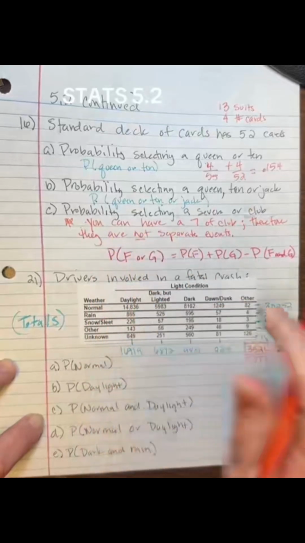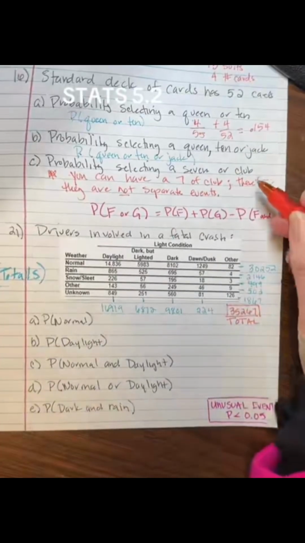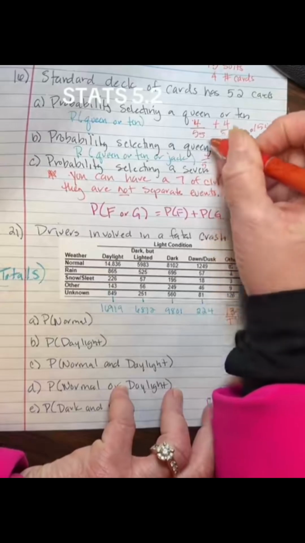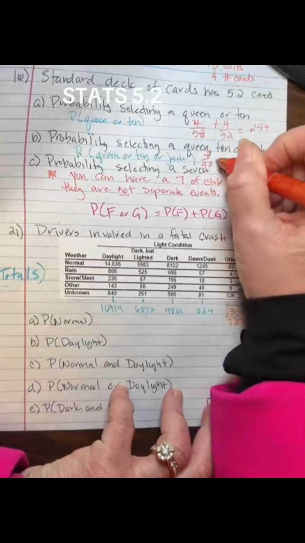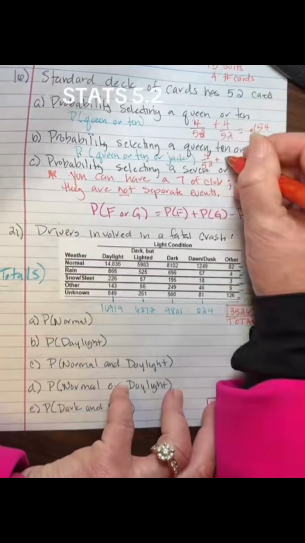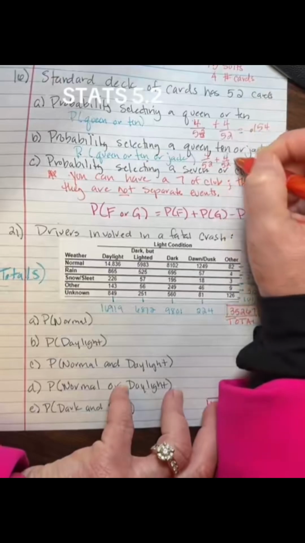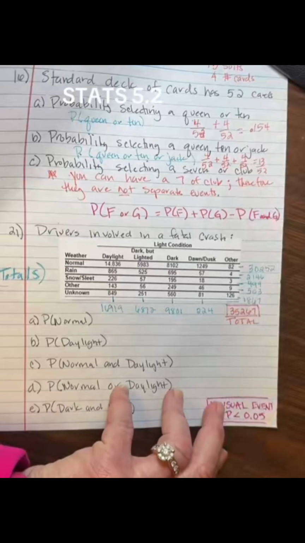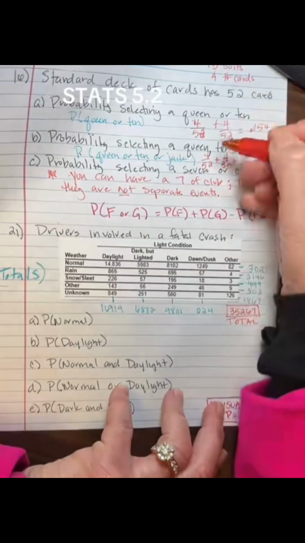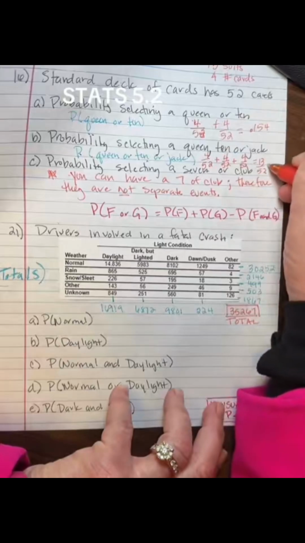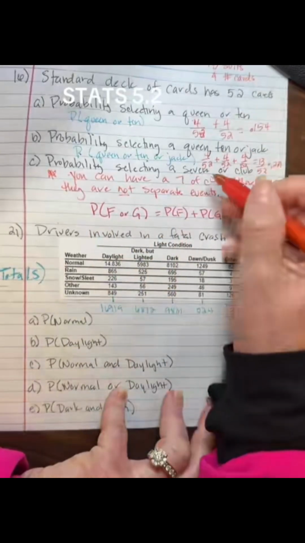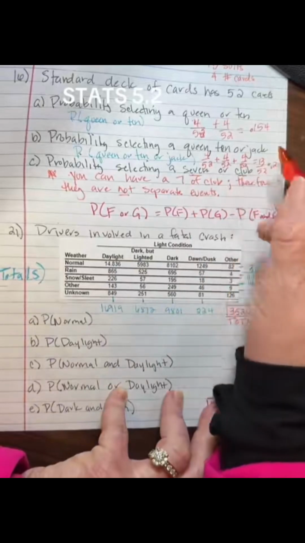Then the probability of selecting, okay, the probability of a queen, this is 52. Probability of a 10, or the probability of a jack. So that's 13 over 52, which is 0.231.